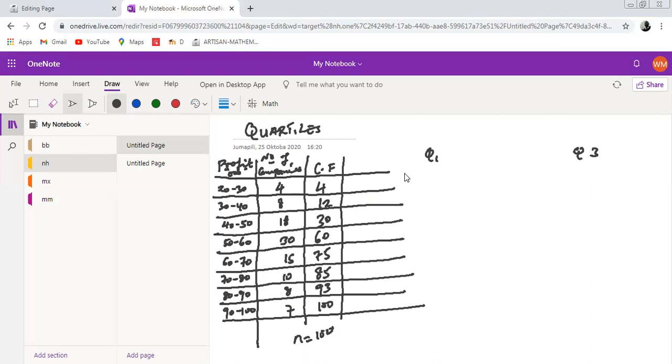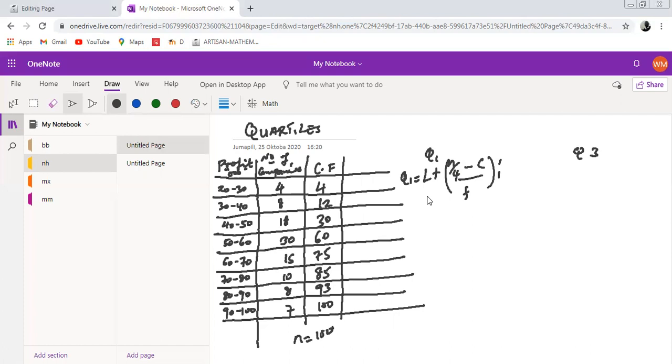Q1 is normally calculated by L plus N over 4 minus C over F, and then we multiply this part by I. So instead of having N over 2, remember the median is normally N over 2, and the others remain the same. Here we are going to look at it as N over 4, because it is actually the median of the 25%. Remember 25% is the same as a quarter. So we normally get N over 4 here.